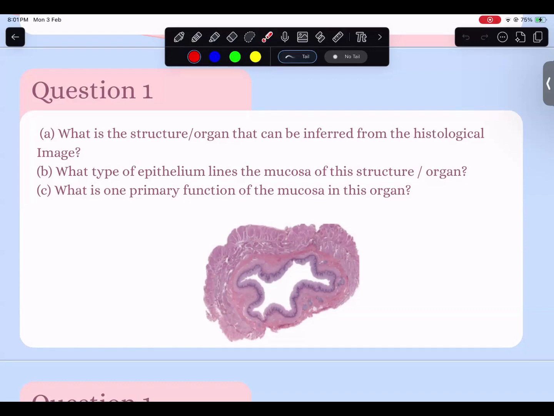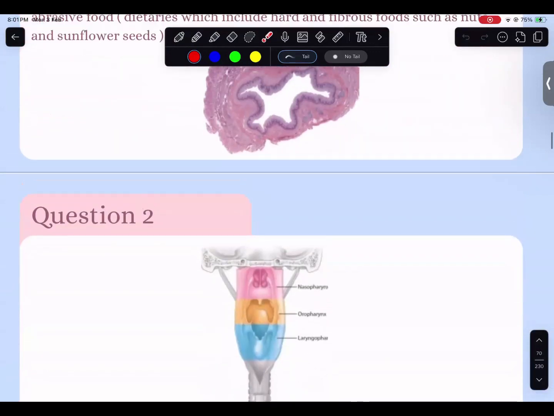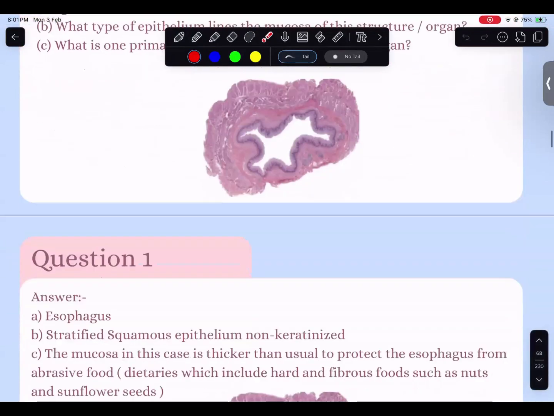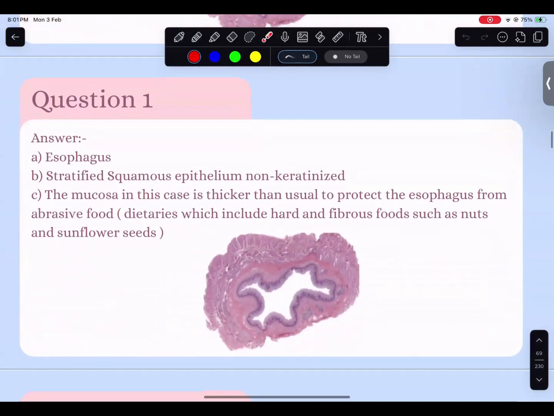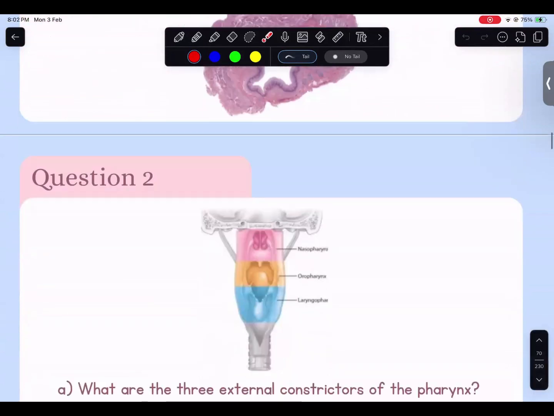Why is there mucosa in this organ? Peristalsis. Good job. It's also for peristalsis, and it's also for your esophagus to be protected from hard or fibrous types of foods.